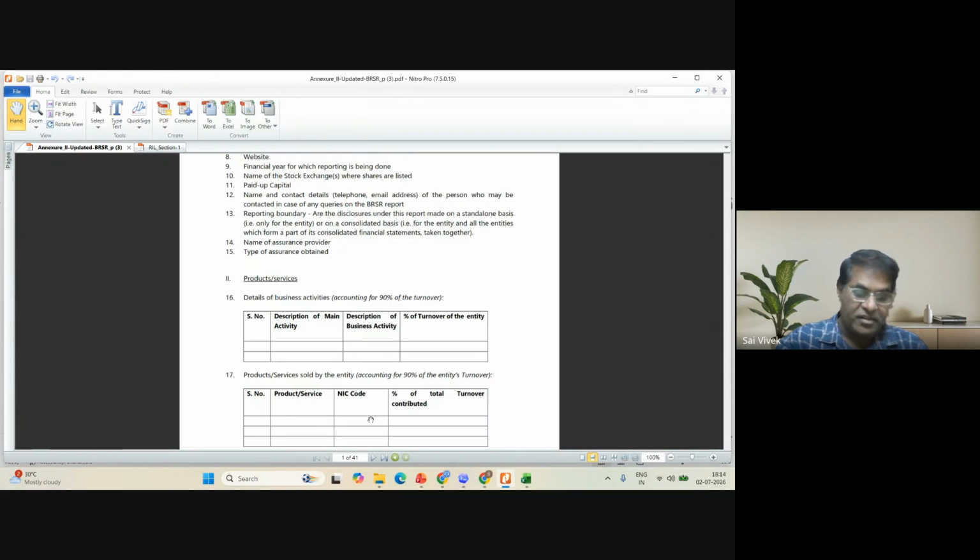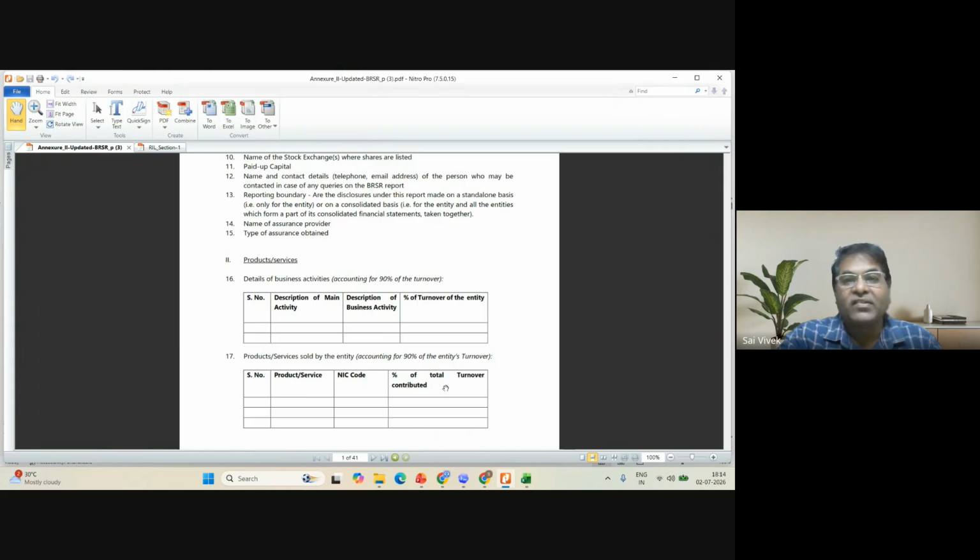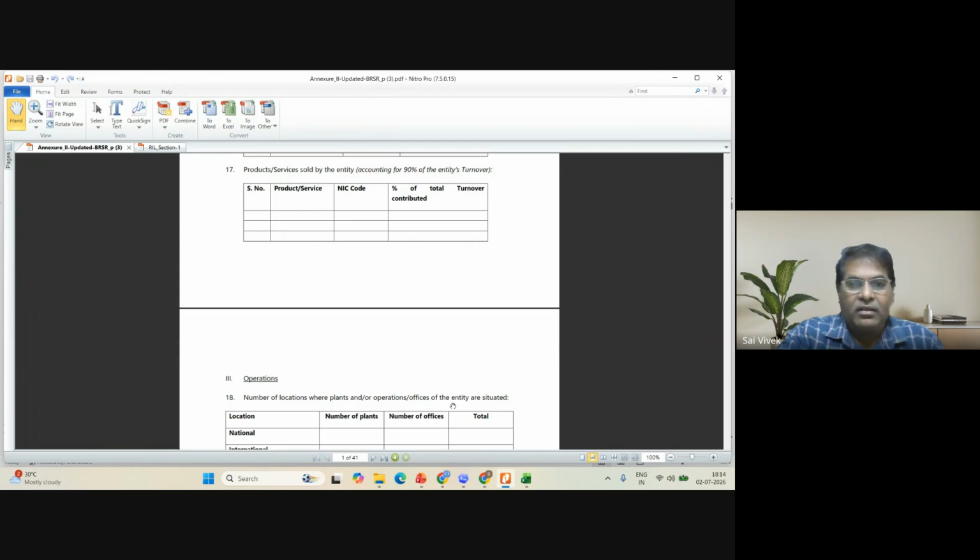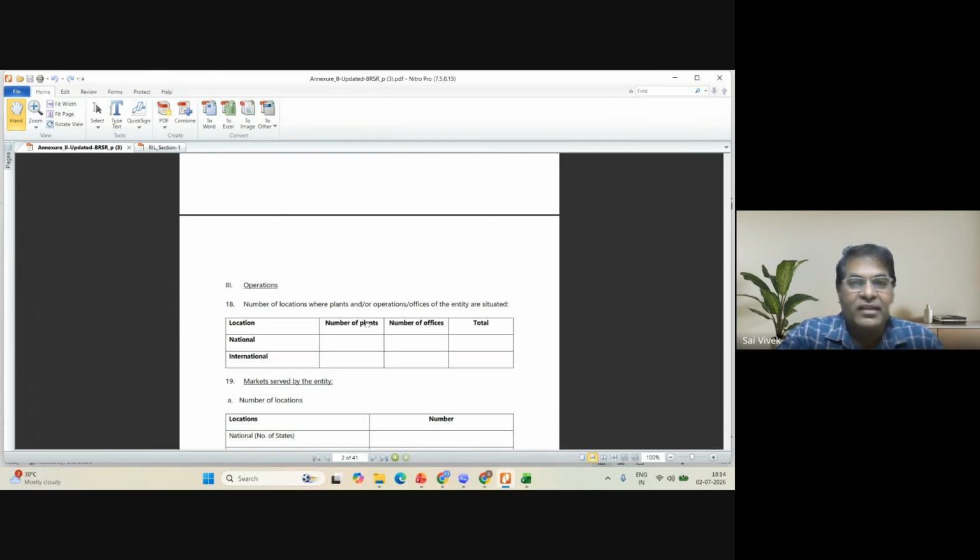And in NIC, National Industrial Classification Code is also provided. It is present for each company. That is provided. And percentage of total turnover contributed by each product is given here against this serial number and the product. And the various operations that take place are also given here.